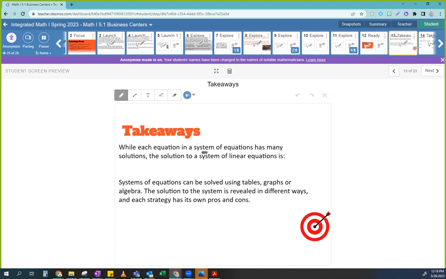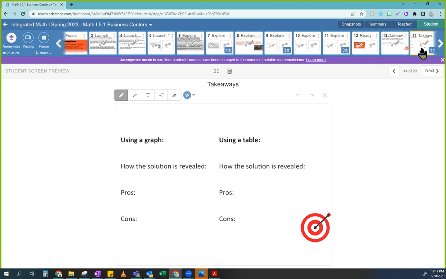While each equation in a system of equations has many solutions, the solution to a system of linear equations is a point. Sometimes, yes. And then systems of equations can be solved using tables, graphs, or algebra. The solution to the system is revealed in different ways, and each strategy has its pros and its cons.